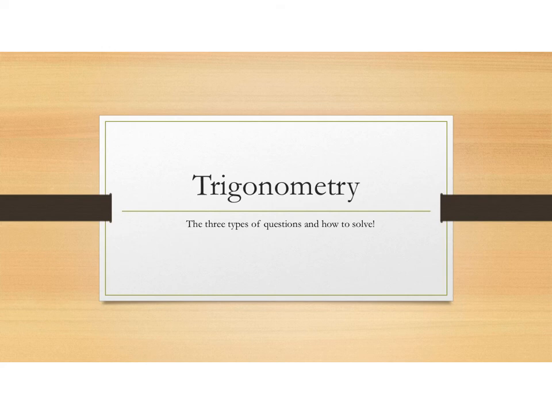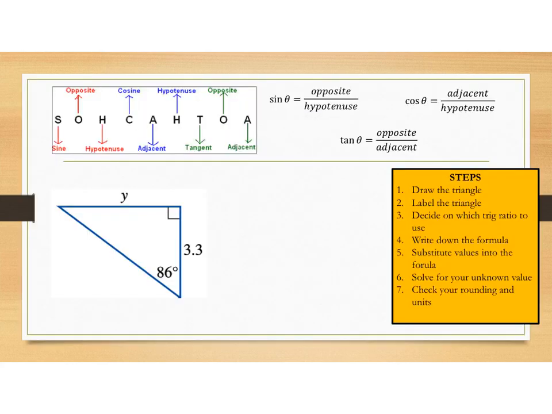So now that we've been through how to label each of the side lengths of our triangle and how to substitute those side lengths into the trig ratios, we're going to have a look at some questions that need us to find a side length or find an angle and how to do each of those. And like with Pythagoras, how there was two different cases, in trigonometry, as I've written here, there are three types of questions. So let's have a look at the first type.